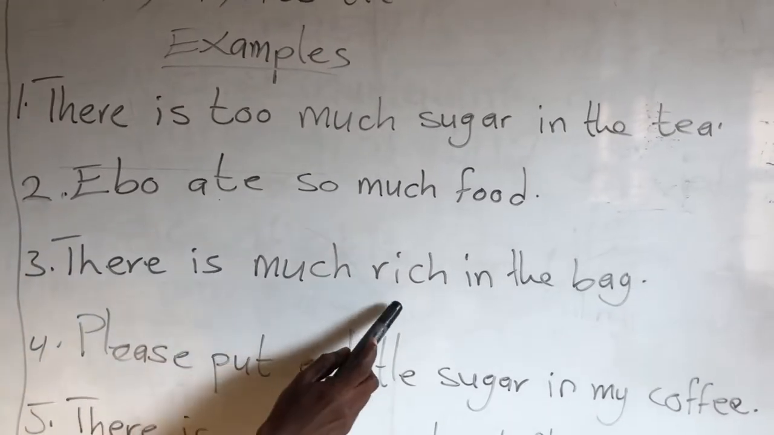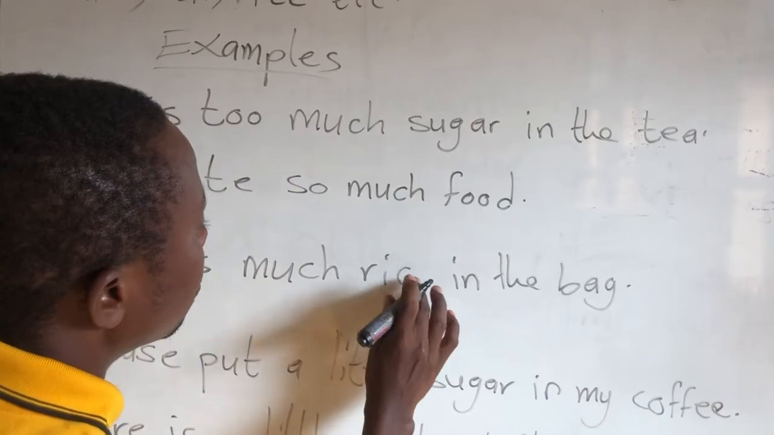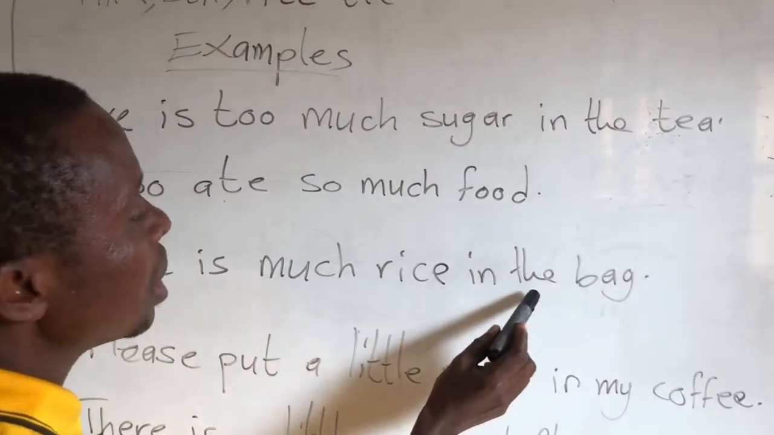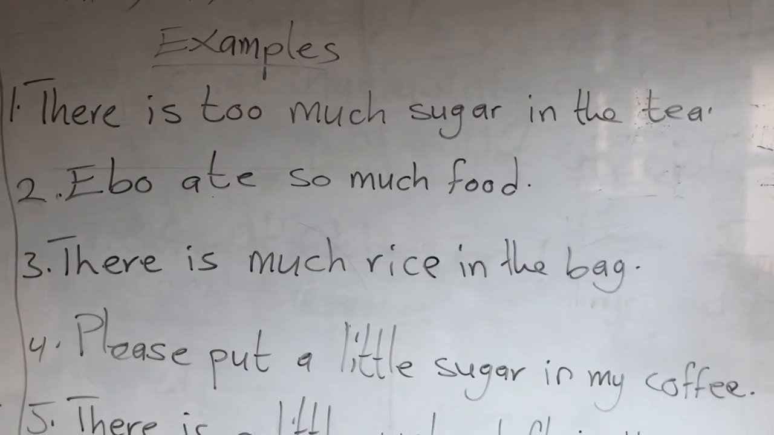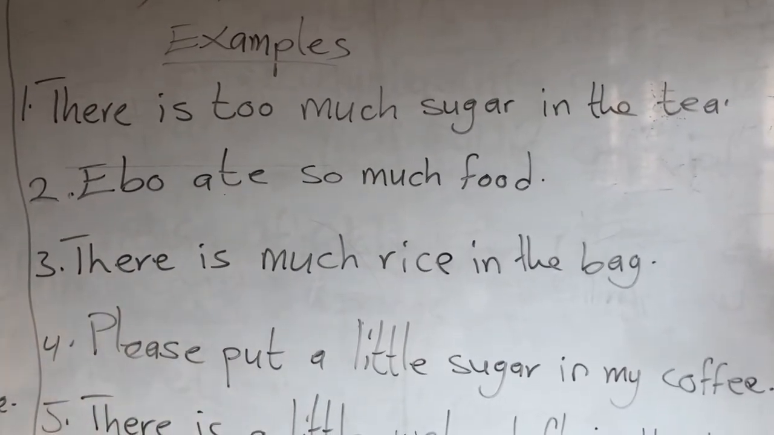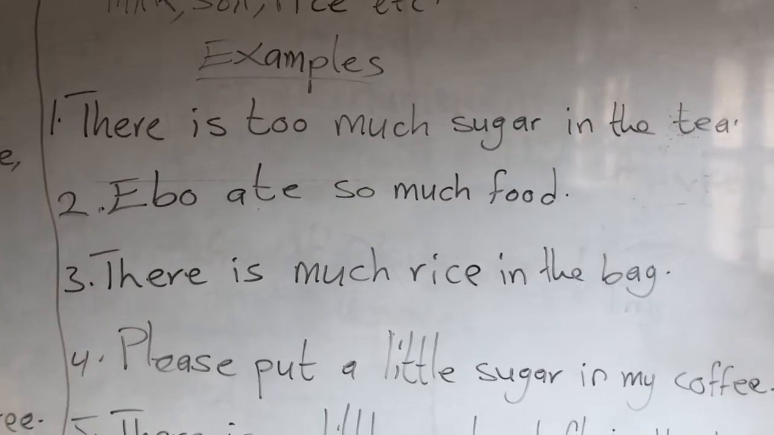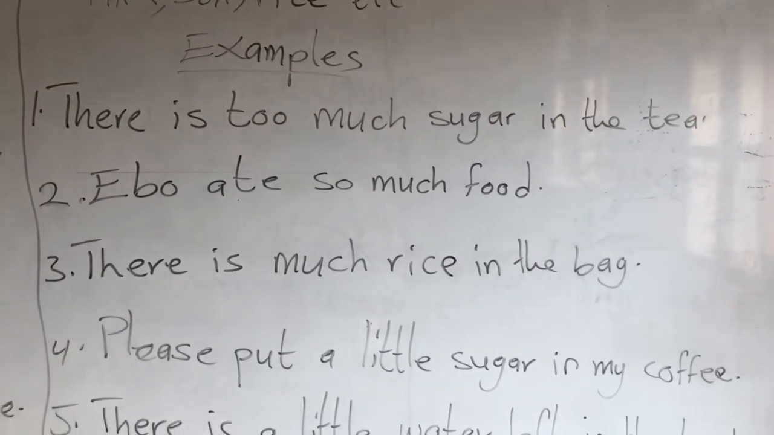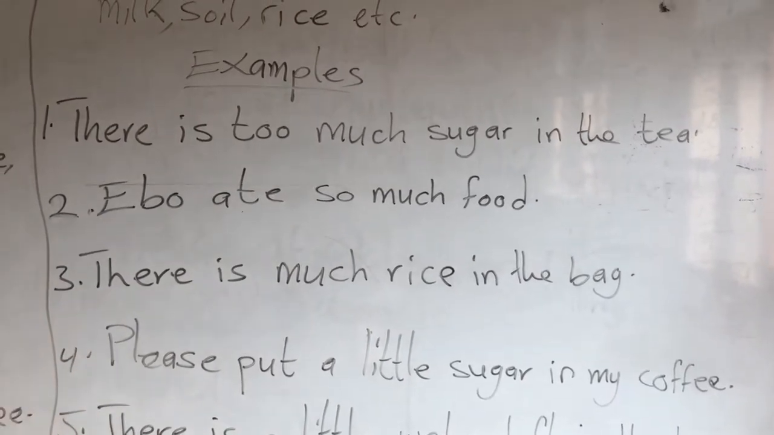There is much rice in the bag. Good. I hope you can go to the market and tell the seller that I want to buy two rice. But since you can count the bags of rice, you can say I want to buy 2 bags of rice, but you can't say I want to buy 2 rice. Okay, very good.